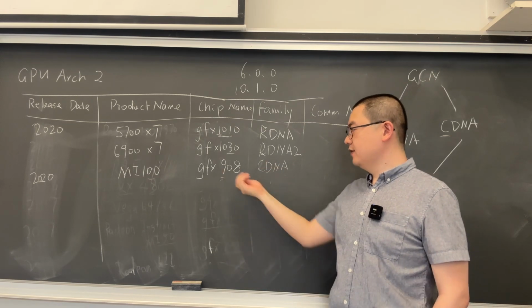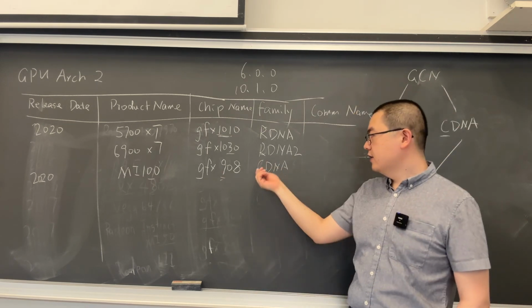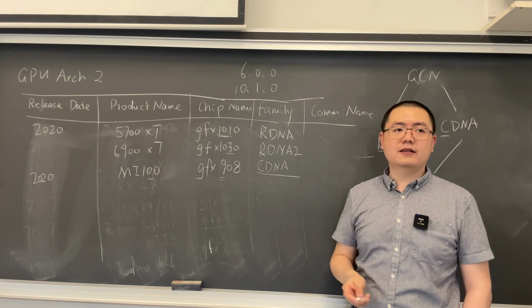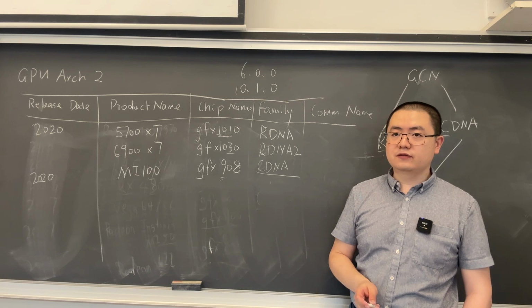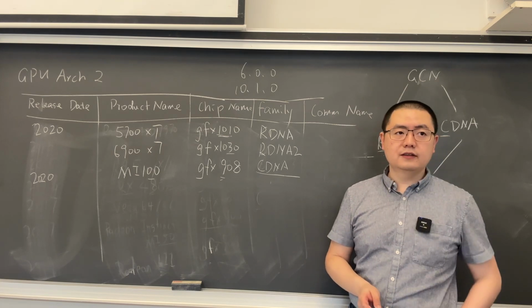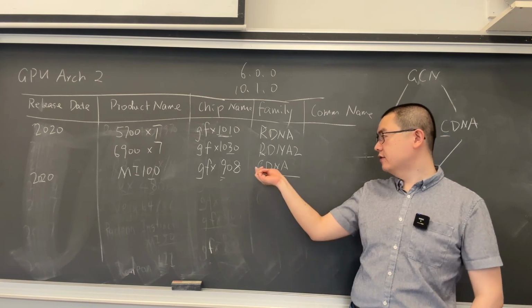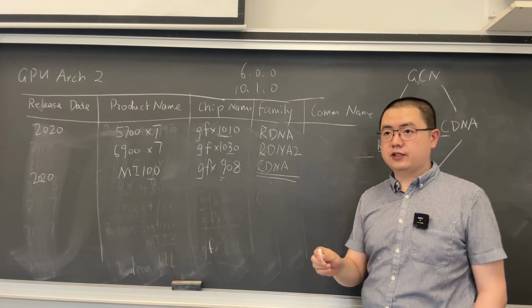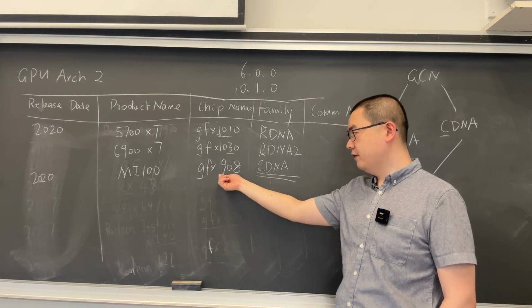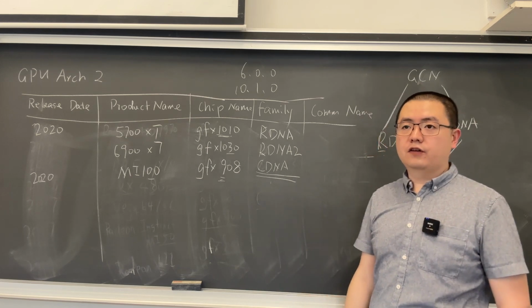So what is happening is CDNA is rather a patch on top of the GCN architecture. Okay, so it's not very different. In terms of product name, they just changed it to CDNA. It's basically still GCN, still the next generation of their GPU.